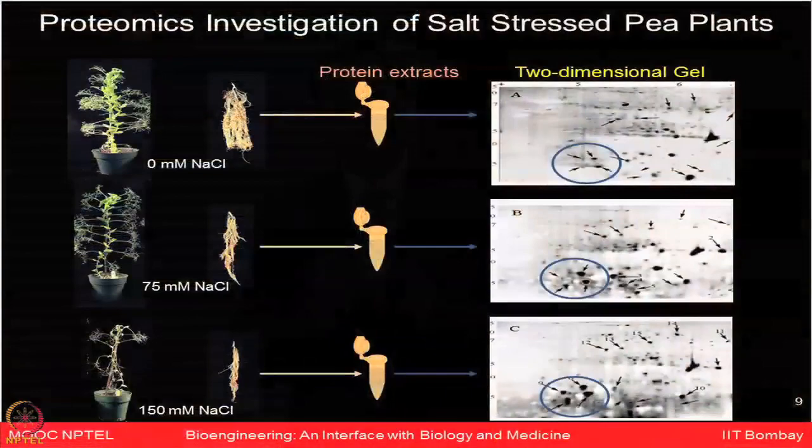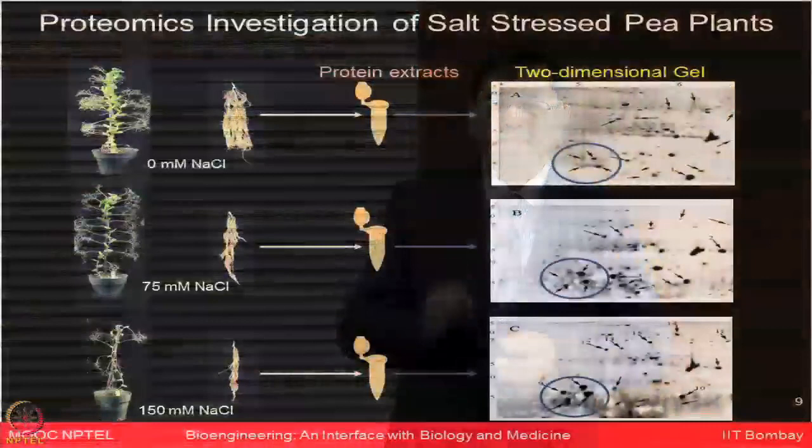So proteins were extracted from these root samples, and now the proteins were separated using a gel format, which is two-dimensional gel, where proteins are separated based on the isoelectric point and their molecular weight. A lot of spots which you can see on these gel images are actually showing you the proteins obtained from the roots which are affected by the salt conditions.